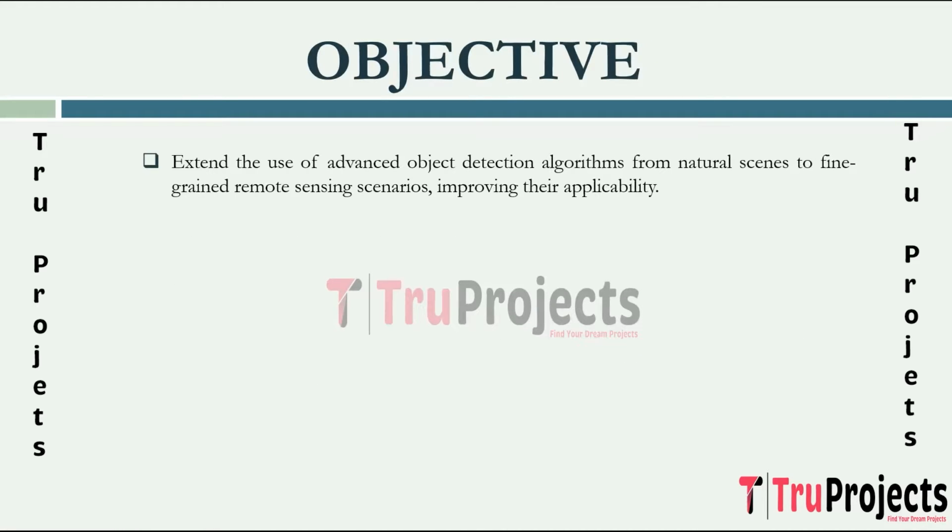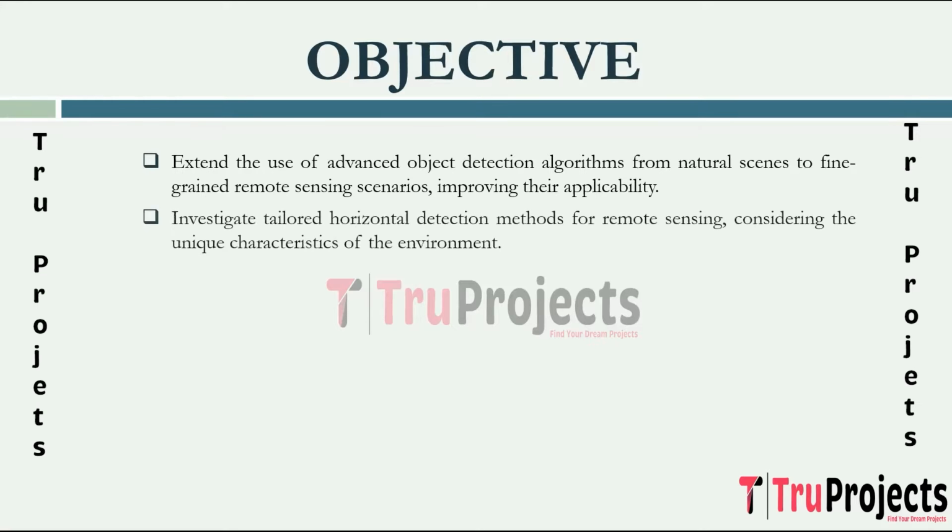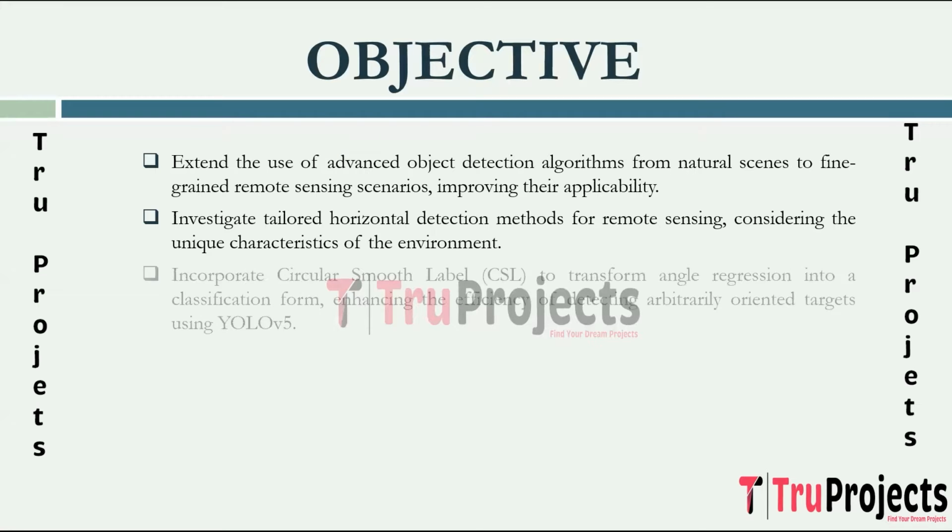Objective of the project. The objective of the project is to address the deficiency of advanced object detection algorithms primarily designed for natural scenes and their limited applicability to fine-grained objects in remote sensing. The objective is to extend the usability of these algorithms to remote sensing object detection. The aim is to investigate the application of horizontal detection methods in remote sensing images, recognizing the significance of adapting existing techniques to the unique characteristics of remote sensing scenarios.